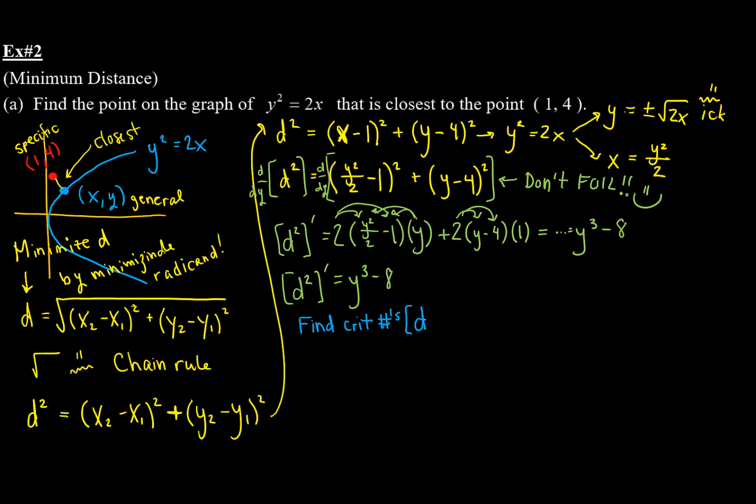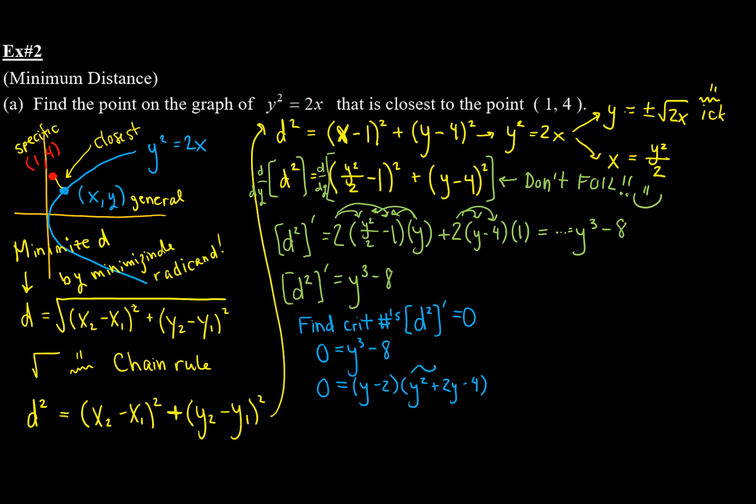So I'm going to find where this derivative is equal to 0. So I have 0 equals y cubed minus 8. Now be careful. I know it's very tempting, and in this case it will work, but try to get in the habit of solving these for 0 when it's a polynomial by factoring, so that you don't accidentally miss any solutions. So if I were to factor this, this is a difference of cubes. It's going to factor into y minus 2 times y squared plus 2y minus 4.